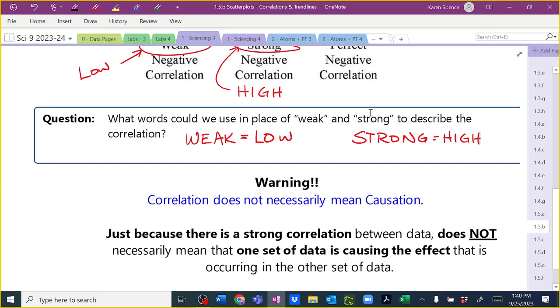Now, just because two things both go up at the same time, or one goes up and the other goes down, and they correlate with one another, does not mean that one necessarily causes the other. You'll hear this expression: correlation does not necessarily mean causation. We're going to look at an example to see what exactly that means.